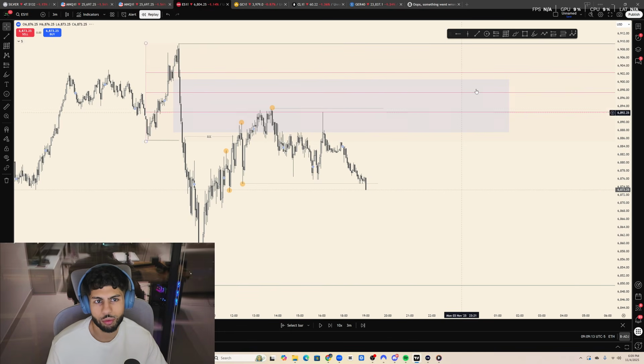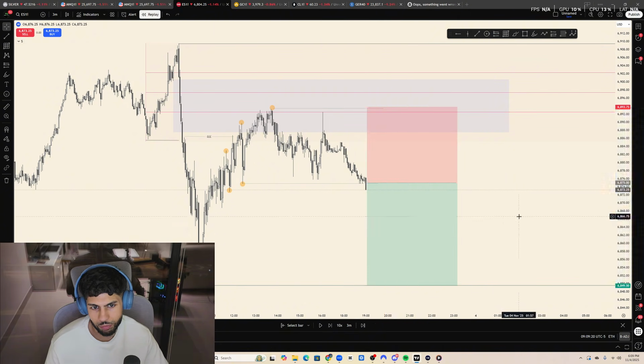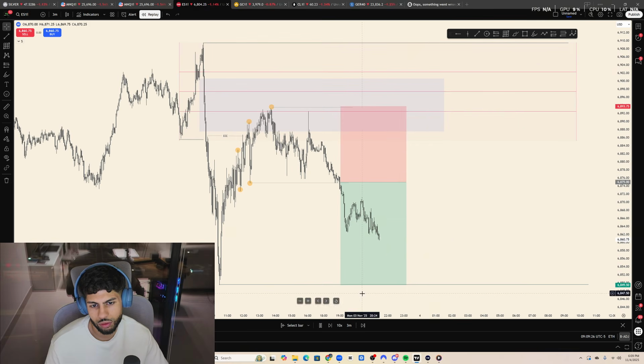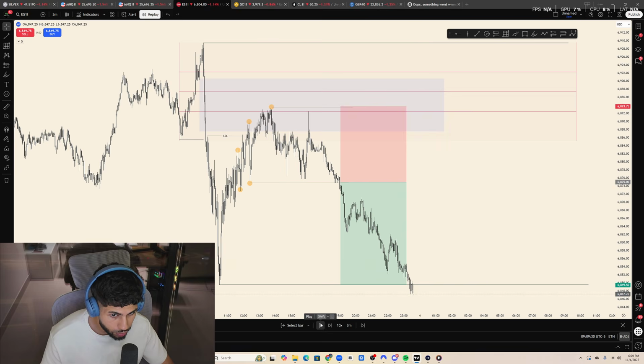Now, ideally we want a pullback entry, but now this would be my play. Expecting price to come, take this low. Play out, play out. Boom.